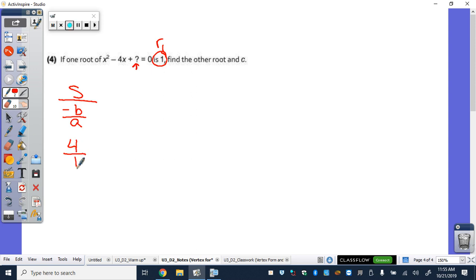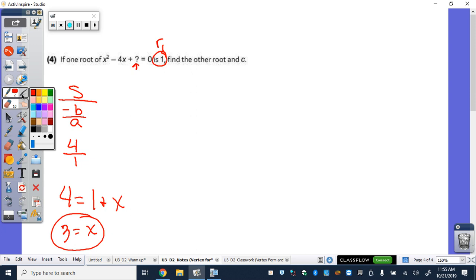So when I plug in my b, which is negative 4, turns into positive 4. My a is a 1. What does that just simplify down to? Just 4. So the sum of my two roots has to be 4. I know one of my roots is a what? I don't know the other one, so it's got to be 1 plus something. So if I subtract my 1 over, what's my something? 3. So our other root is a 3.